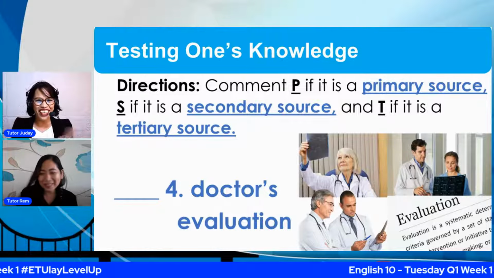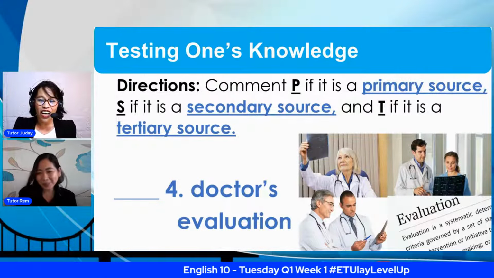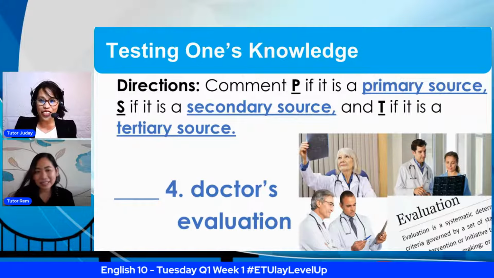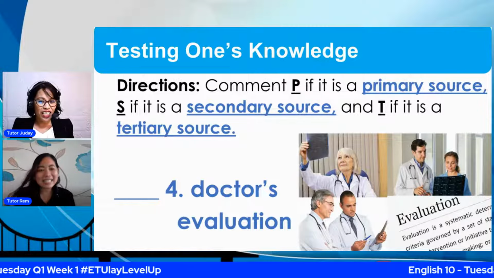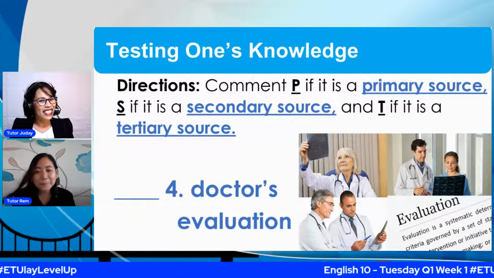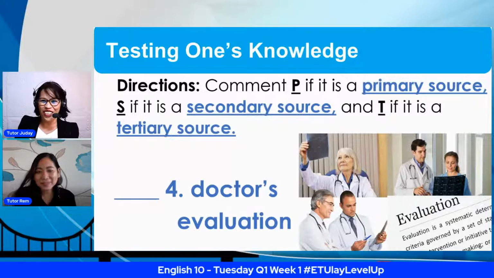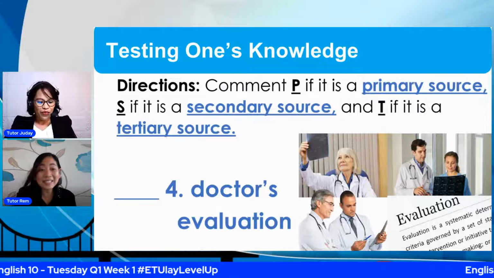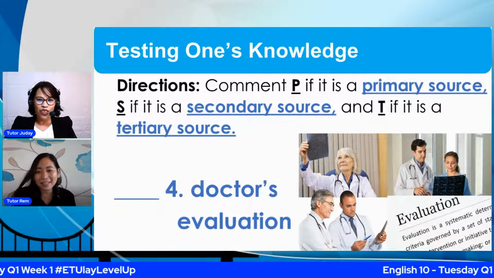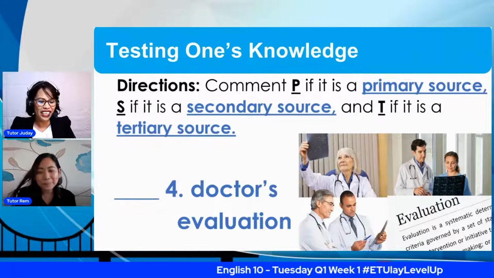Hi, Manuvera. 4C. Let me repeat our instructions. It's P, S, or T: P for primary, S for secondary, and T for tertiary source. Doctor's evaluation. I can see a lot of S's here. Tutor Guide Jedi, I think they're ready for the answer.